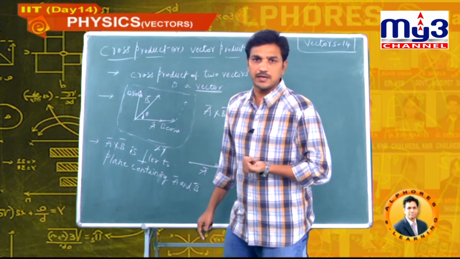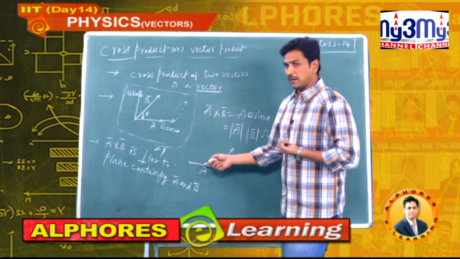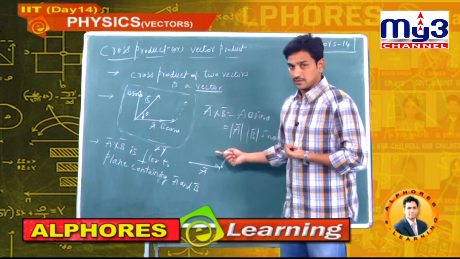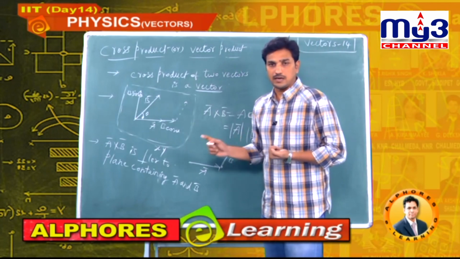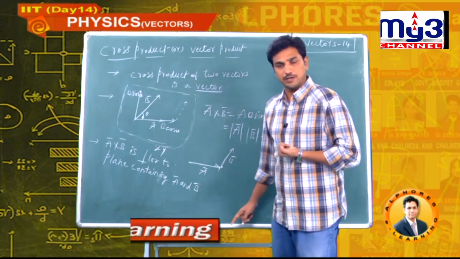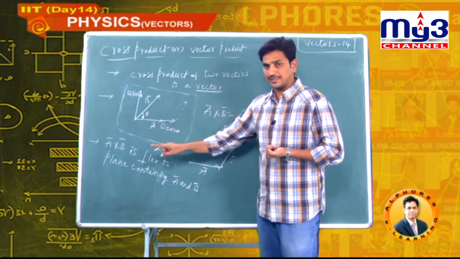Who is perpendicular to the XY plane? That is the Z axis. Now here that may be the positive Z axis, or it may be the negative Z axis. How can you confirm that? By using the right hand rule, we will confirm the direction of A cross B. We know that something perpendicular to A and B exists.